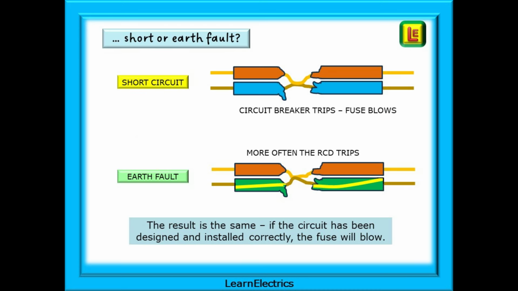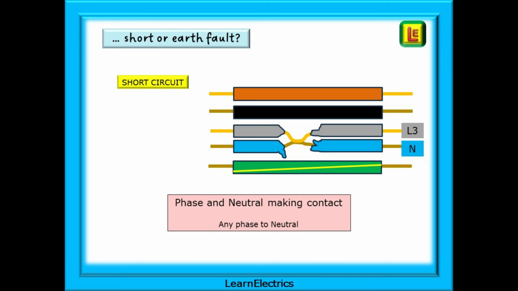Let's just recap on that for a better understanding. A short circuit is between live conductors and an earth fault is between a line or phase conductor and earth. As far as the customer is concerned, the result is the same, and if the circuit has been designed and installed correctly, the fuse will blow, the breaker will trip, or the RCD will operate. Here are some examples of short circuits, and there are many variations.